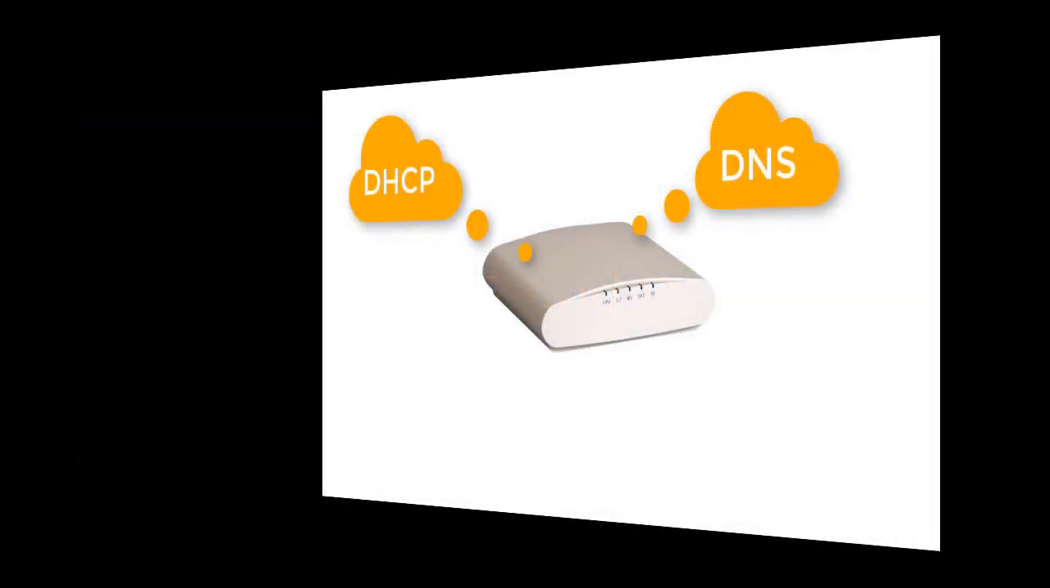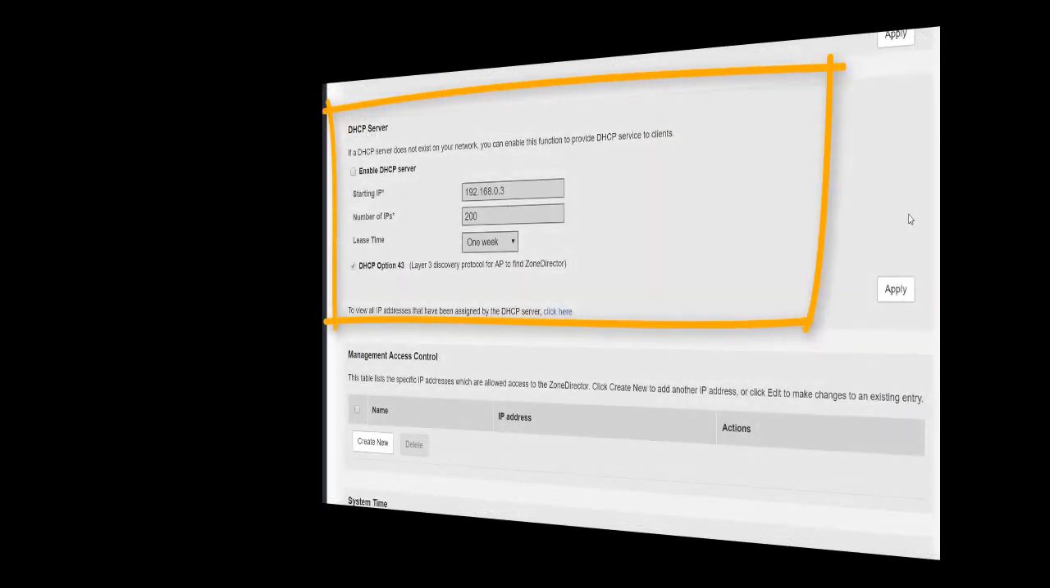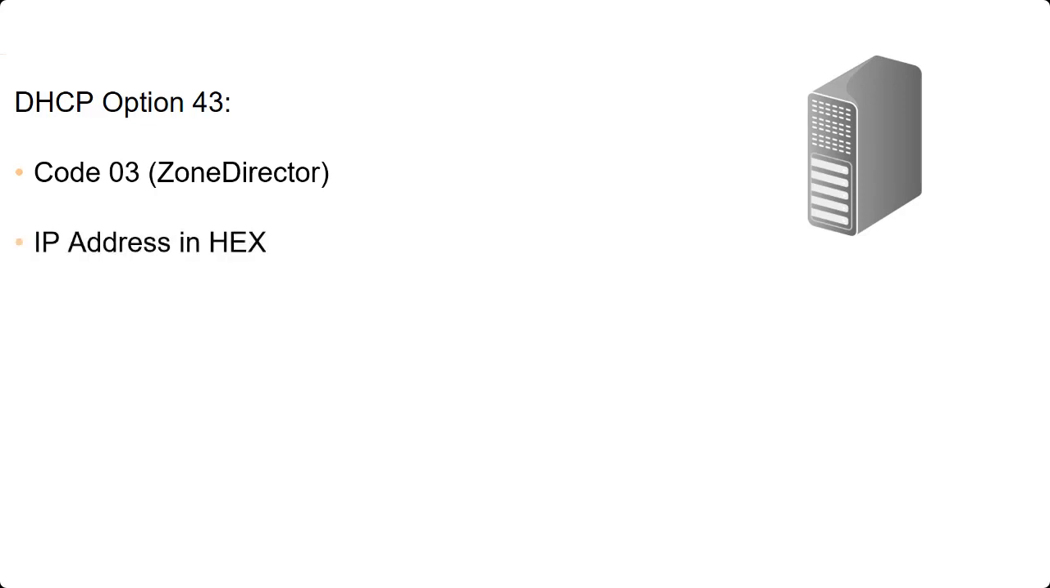If you're not too sure about how DHCP and DNS work in ZoneDirector networks, then check back to the previous module where I go into a bit more detail about the DHCP and DNS options. With our dedicated DHCP server, we add DHCP option 43, subcode 3 for the ZoneDirector, and that will include the IP address of the ZoneDirector in hex, so you need to calculate that and configure your scope with these options.